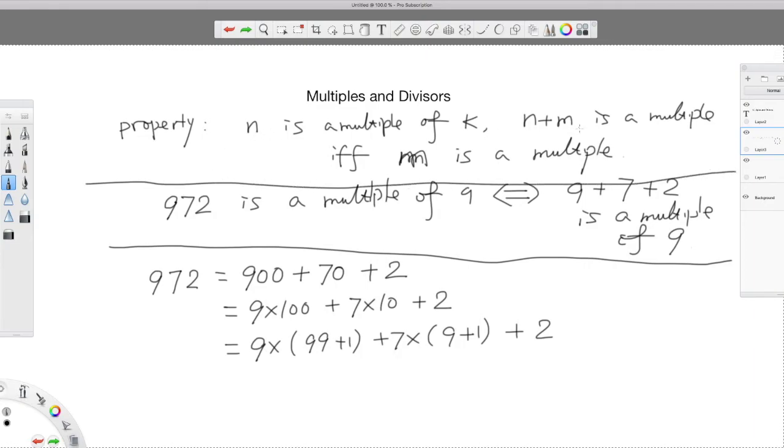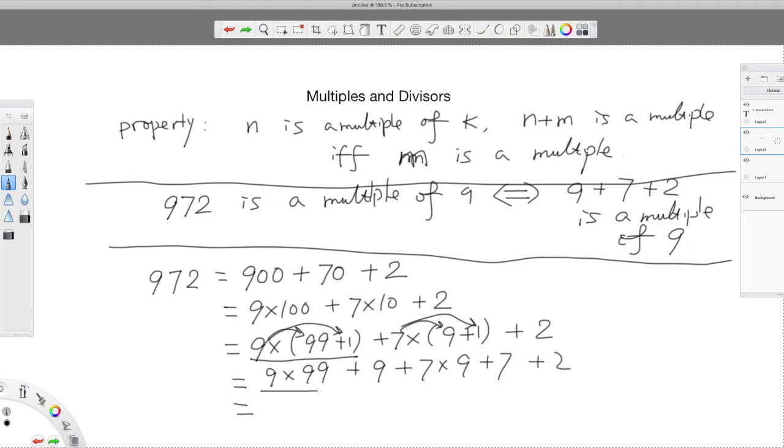If n is a multiple of k, then n plus m is a multiple of k if and only if m is a multiple of k. So here, I'm writing 972 as 9 times (99 plus 1), plus 7 times (9 plus 1), plus 2. Is this number a multiple of 9? Actually, let's use the distributive law to multiply them out. So this is equal to 9 times 99 plus 9, plus 7 times 9 plus 7, plus 2.